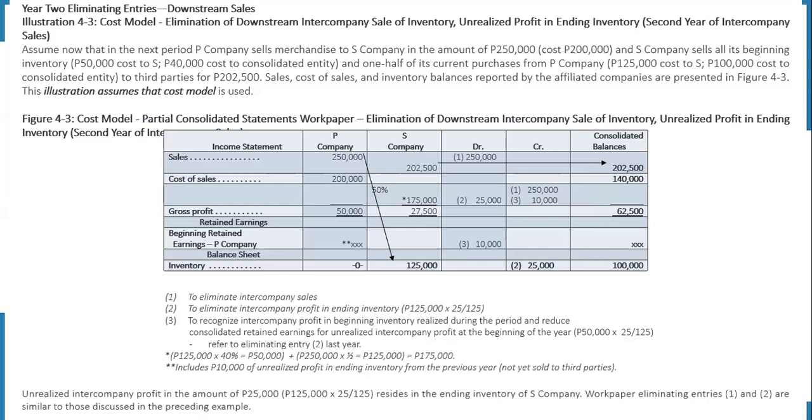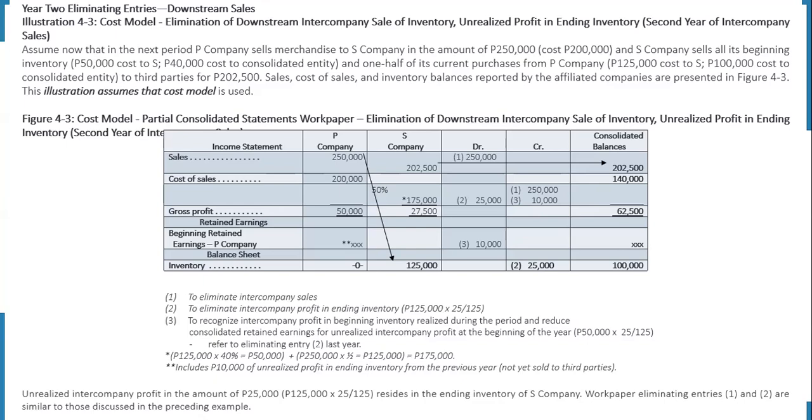So now 202,500 is extended to the consolidated balances. And for the elimination entries, we have entry number 1, debiting sales and crediting sales of the subsidiary. Here we debit sales of the parent. In number 1, we have the credit as well of 250,000. In entry number 2, we have the debit of 25,000 to cost of sales. Entry number 3 is debit to the beginning retained earnings for P company, the amount of 10,000, and credit cost of sales for 10,000.